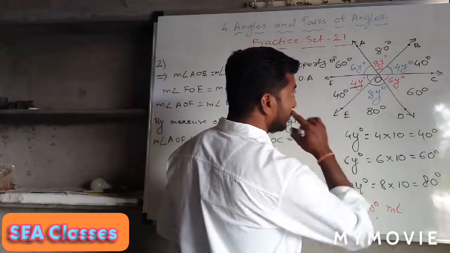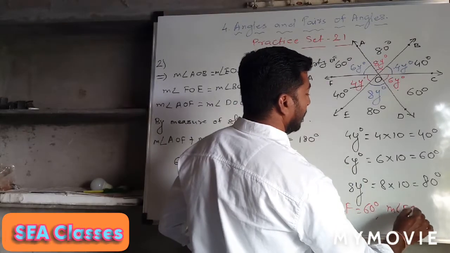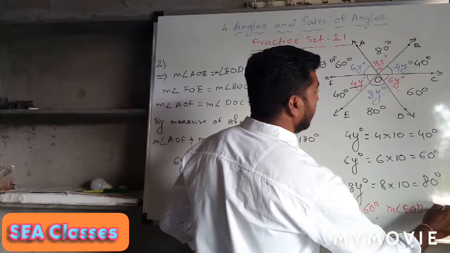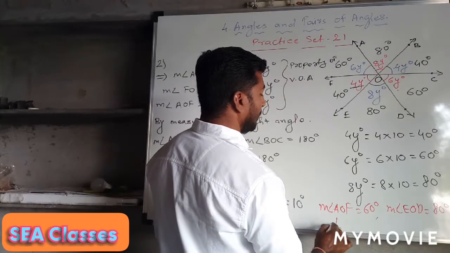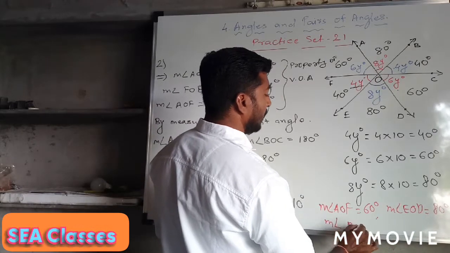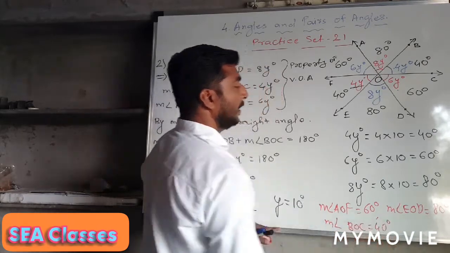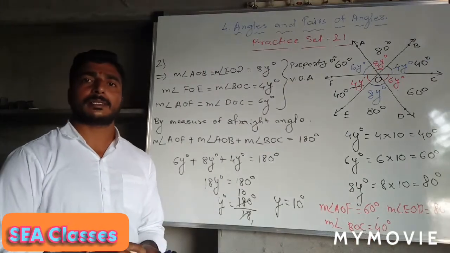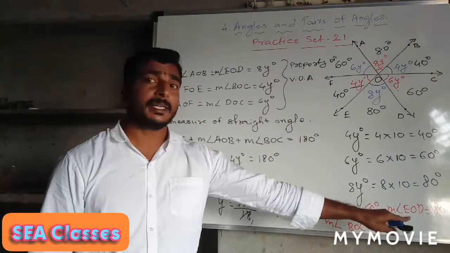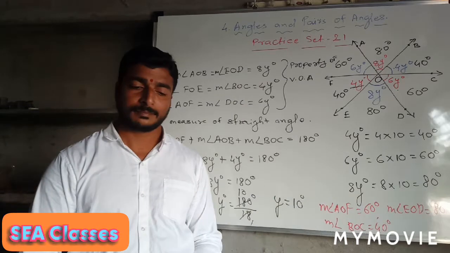Measure of angle EOD is equal to 80 degrees, and measure of angle BOC is equal to 40 degrees. In this manner you can calculate the second example. So this is the measure of the remaining angles given in the example.